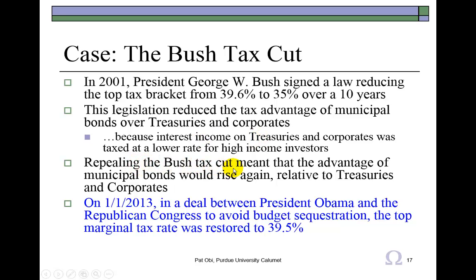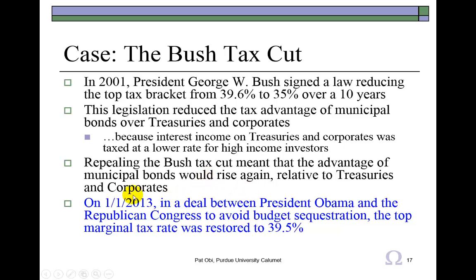Repealing the Bush tax cut meant that the advantage of municipal bonds would go up again relative to treasury bonds and corporate bonds. Because the higher your tax rate, the more attractive municipal bonds would be to you, because you're going to say, hey, why would I want to pay tax of almost 40% when I can buy a municipal bond and not pay any taxes at all? Assuming that the lower yield of municipal bonds is still attractive enough to you after you have made the adjustments I've just shown to pair everything up on a before-tax basis.